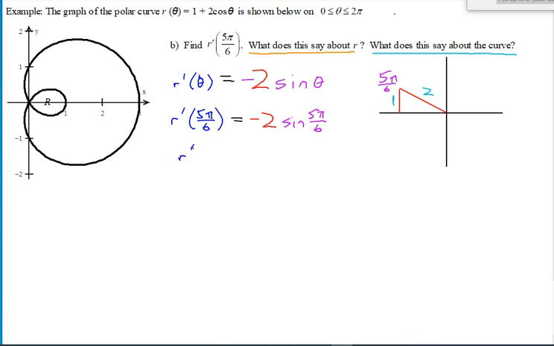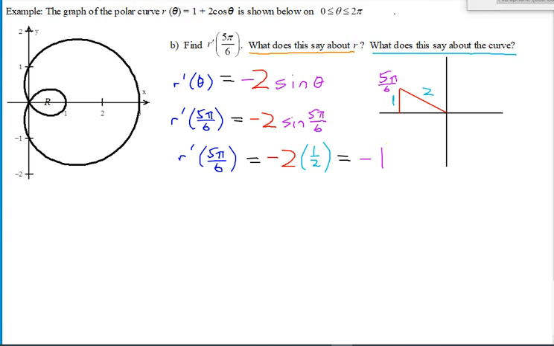So r prime of 5 pi over 6 will equal -2 times, we just figured out sine of 5 pi over 6 is 1/2, which gives you the 2's cancel out, and you're just left with -1. Okay, so that's the first thing it asks us to figure out, the value of it. R prime of 5 pi over 6 is -1.